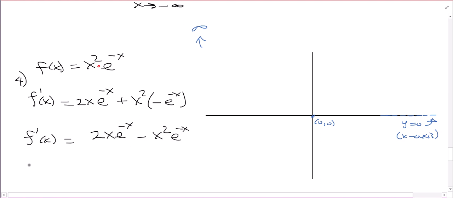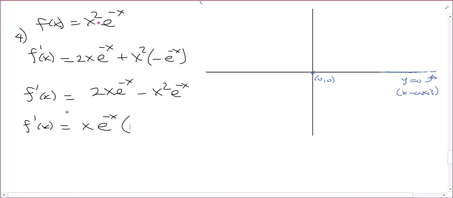Can we factor anything out? We can take out an x and an e to the negative x. And when we take those out, what are we left with? We're left with 2 minus x. And when you set it equal to 0, then we get a critical number. This one, x is 0. This is never 0. And this is 0 when x is 2. So we get 2 critical numbers.